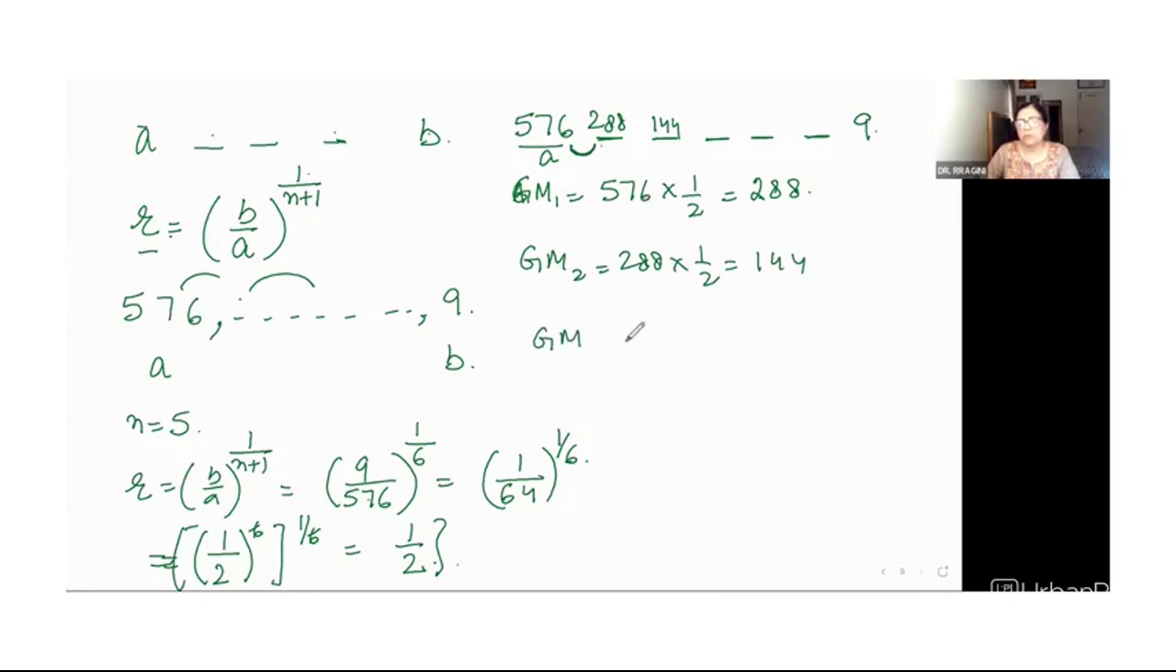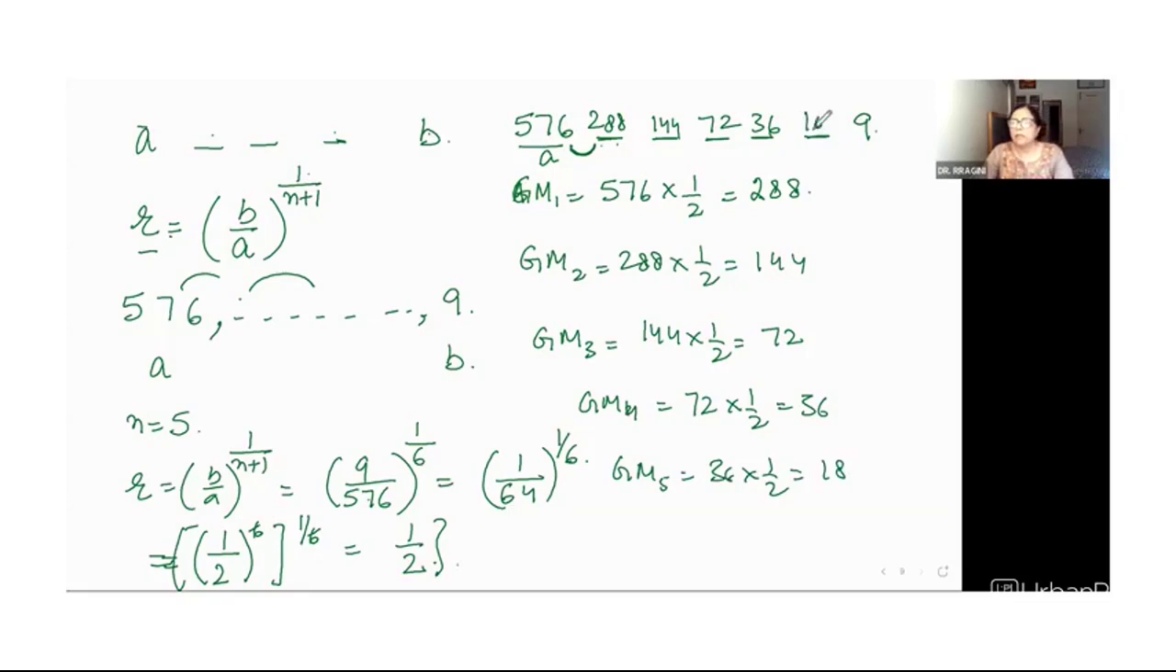GM2 is 144. GM3 is 144 into half, that is 72. GM4 is 72 times half, which is 36. And GM5 is 36 times half, that is 18. And 18 times half will be 9. So this way you have inserted 5 numbers.